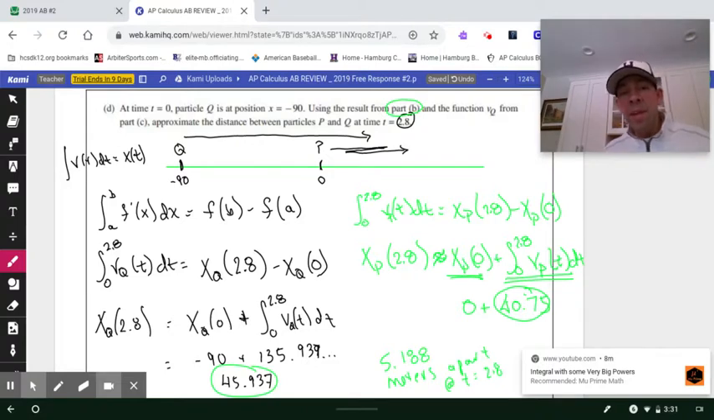So if nothing else, continue to work on that first fundamental theorem. You're going to see it all over the exam. You're going to see it, I bet, more than once on the multiple choice section. You're going to see it at least once on the free response section. It's something to take to the bank.